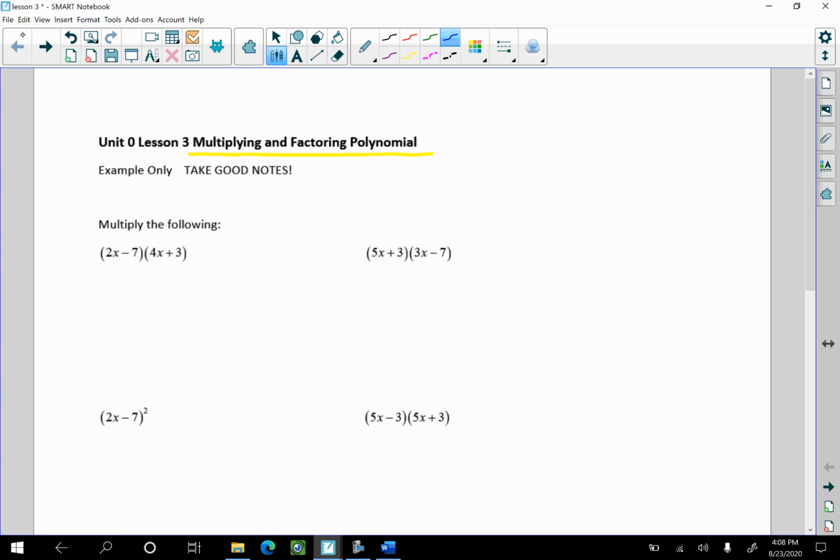So let's start off, and you know the FOIL method. The FOIL method says you're going to multiply the first terms, the outside terms, the inside terms, and the last terms. And we can certainly use the FOIL method. I don't mind. So let's go about it. I've got 2x times 4x, that's 8x squared. I have 2x times 3, 6x. And I have negative 7 times 4x is negative 28x. Negative 7 times positive 3 is negative 21.